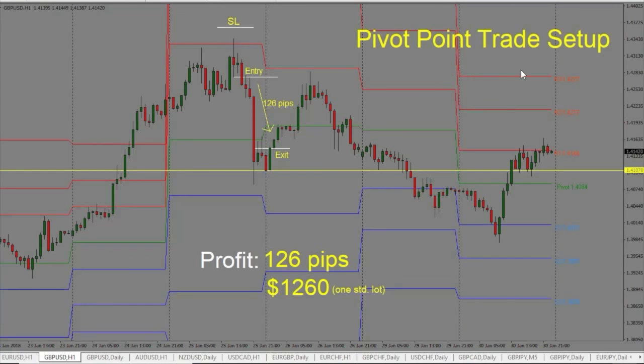Here we are looking at a pivot point trade setup. For a pivot point trade setup, we are looking for price to react at one of the pivot point levels. Here I have the daily pivot in the middle, and then on top we have R1, R2, and R3, which will be further up. And then below the daily pivot, we have S1, S2, and S3 down below here. So S1, S2, S3 are support levels, and R1, R2, R3 are resistance levels.